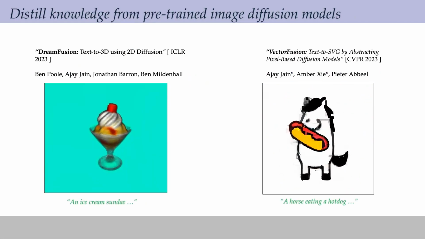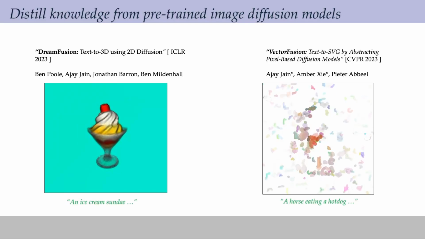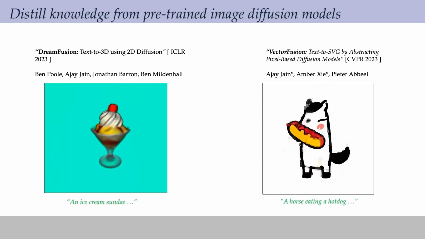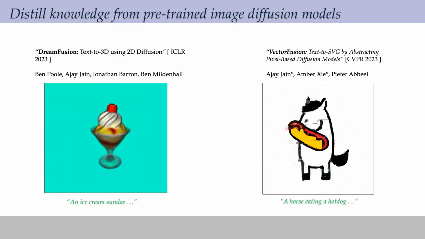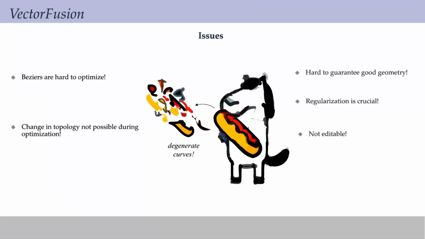SDS converts diffusion sampling into an optimization problem. Originally proposed in DreamFusion for optimizing neural radiance fields, this was extended in Vector Fusion to optimize vector graphics primitives like Bezier curves for text-to-vector graphics generation. Vector Fusion, however, suffers from various limitations.